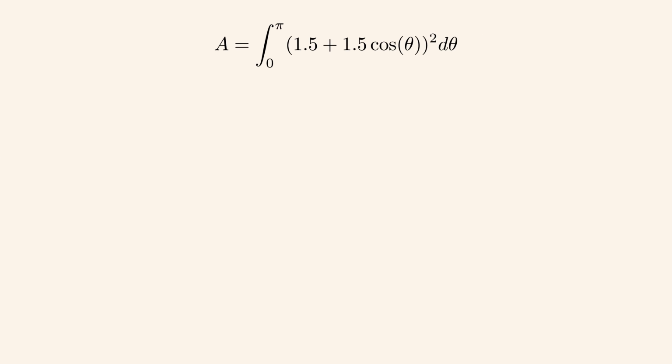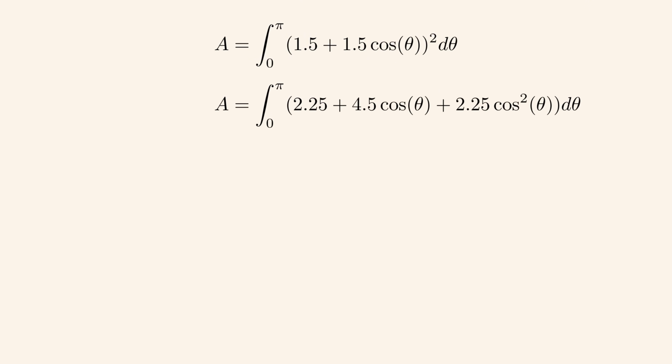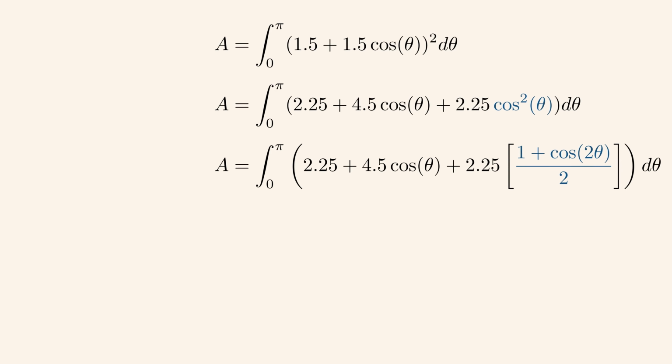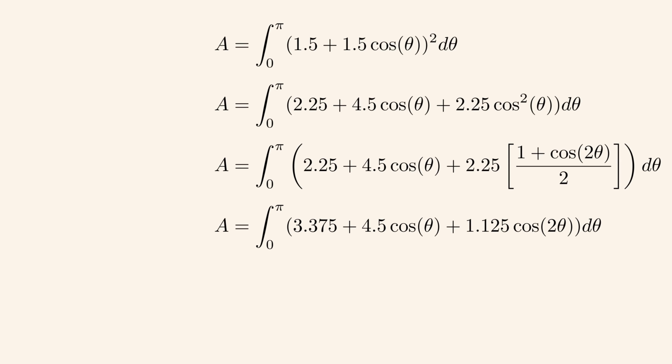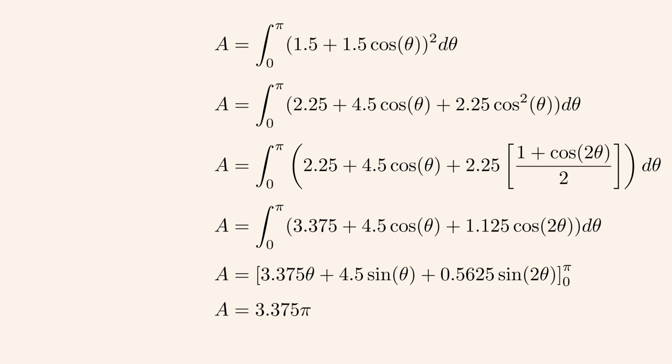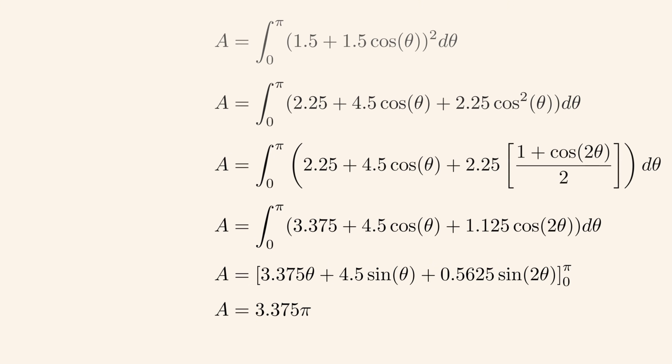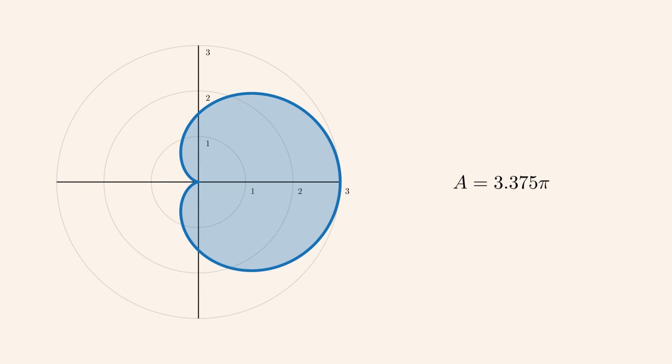First, we expand the squared binomial. To integrate this cosine squared term, we apply a trigonometric identity, specifically a power reduction formula. We then distribute and simplify the integrand. Now we can integrate term by term. When we evaluate at our limits of 0 and pi, we're left with approximately 3.4 pi. And there we have it, the total area of our cardioid.